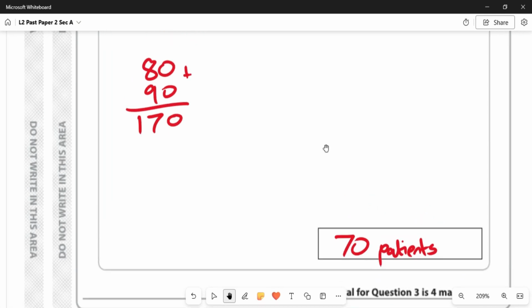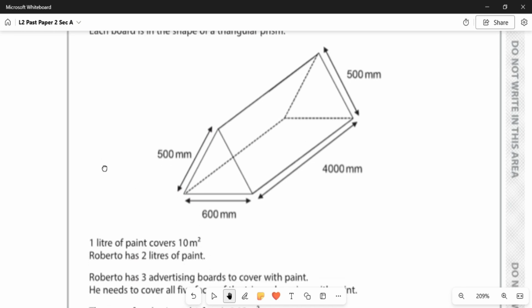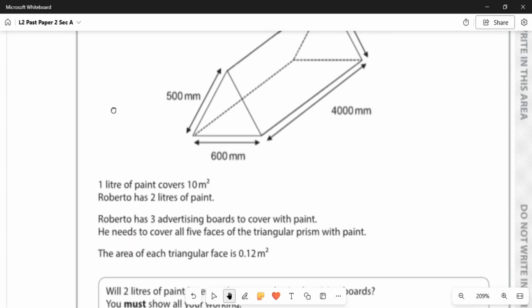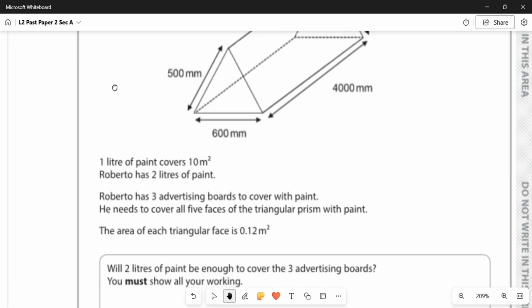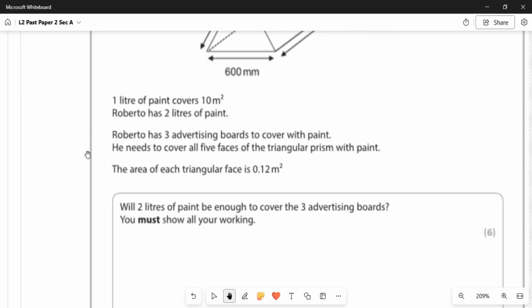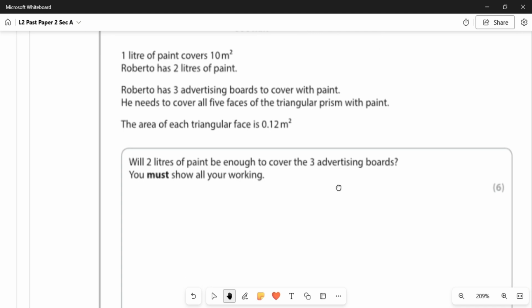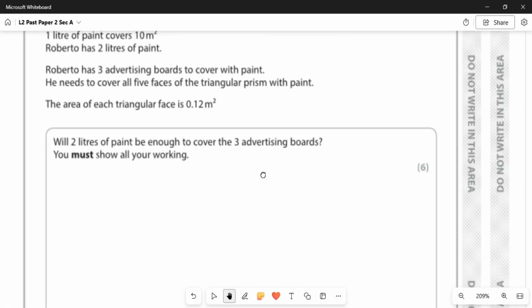Let's move on to the next question. Question 4. Roberto paints advertising boards. Each board is in the shape of a triangular prism. Yep, we can see what it looks like. 1 litre of paint covers 10 meters squared. Roberto has 2 litres of paint. Roberto has 3 advertising boards to cover with paint. He needs to cover all 5 faces of the triangular prism with paint. The area of each triangular face is 0.12 meters squared. Will 2 litres of paint be enough to cover the 3 advertising boards? You must show all your working. 6 marks. Wow, that's a lot of marks for one question.